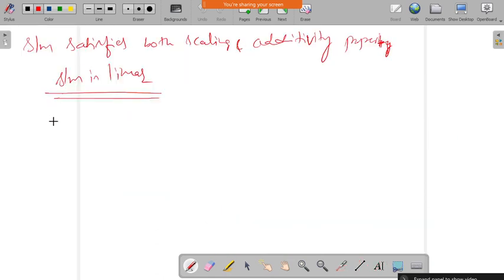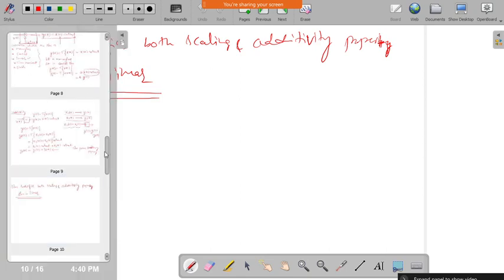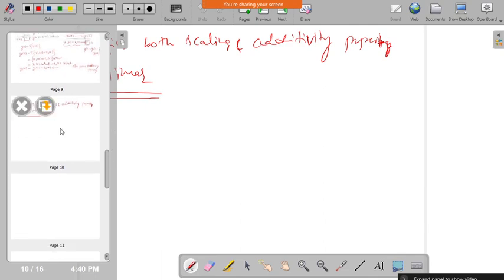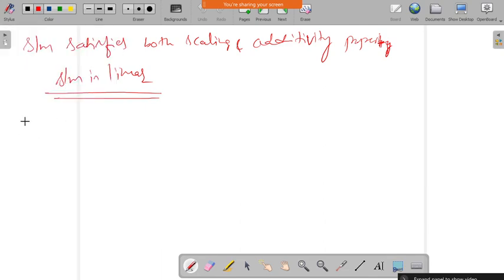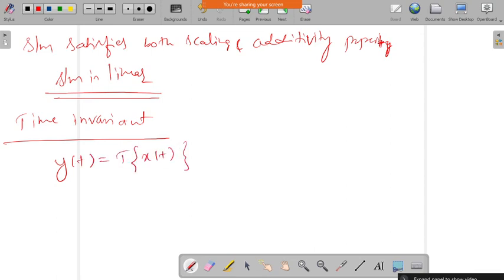Now next, we need to find out whether the system is stable or not, and also time invariant. So, how to find out time invariant? For any shift in the input, the corresponding output also should be shifted. Now we have y of t, which is equal to T of x of t, which is nothing but x of t into cos of omega c t.